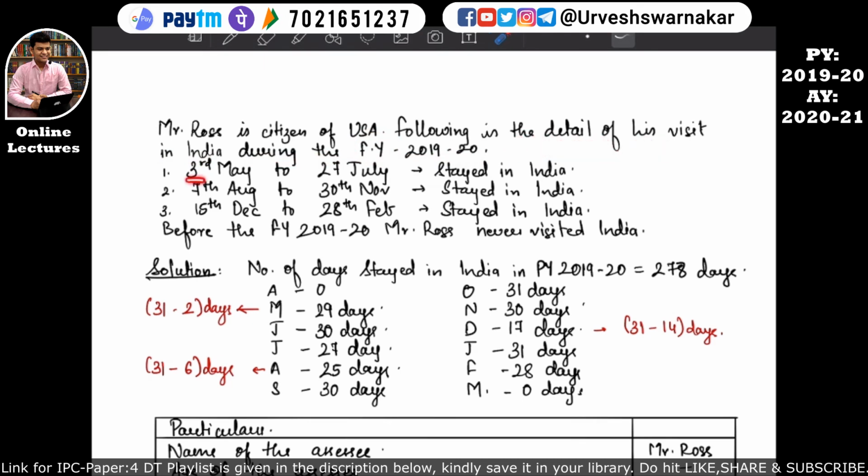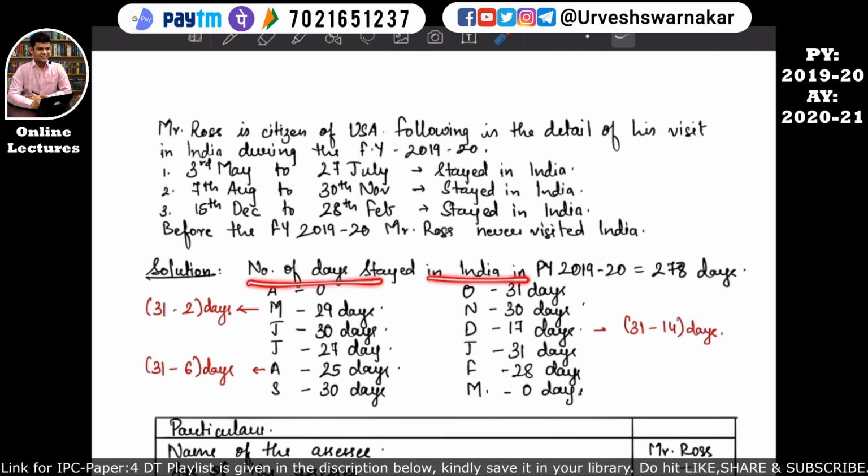3rd May to 27th July he stayed in India. 7th August to 30th November he stayed in India. 15th December to 28th February he stayed in India. Before the financial year 2019-20, Mr. Ross never visited India. So basically we need to find out whether Mr. Ross is a resident ordinary resident or a resident non-ordinary resident or a non-resident altogether. I hope this is quite clear to you all.